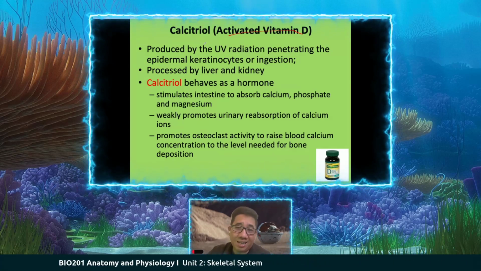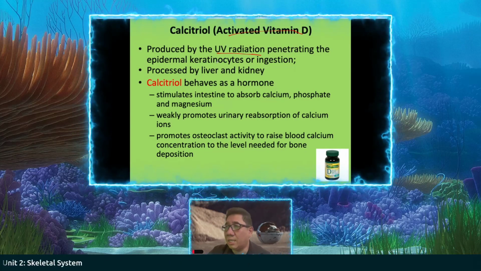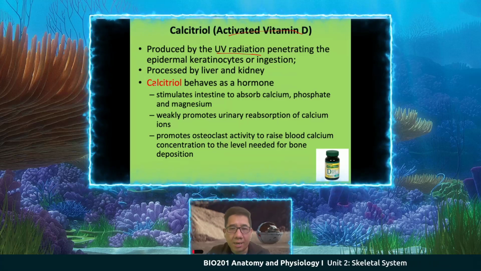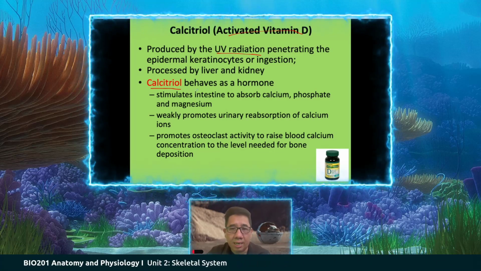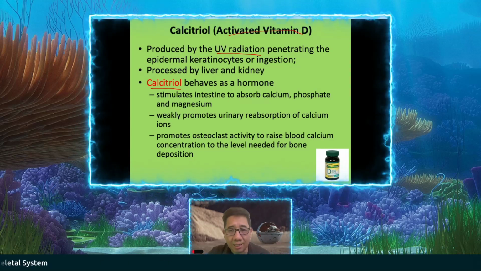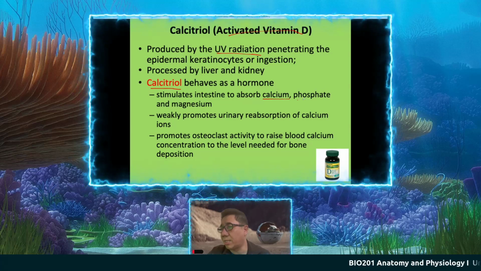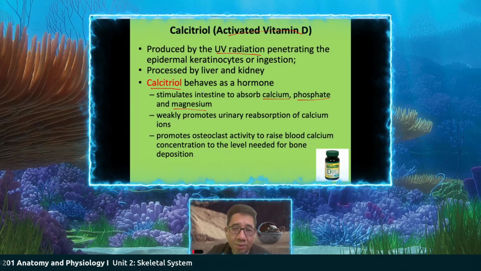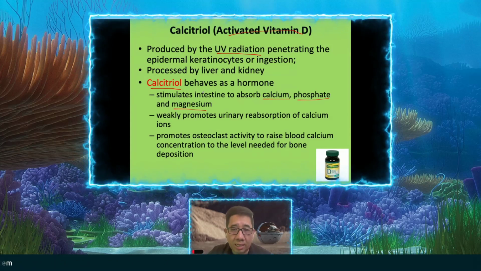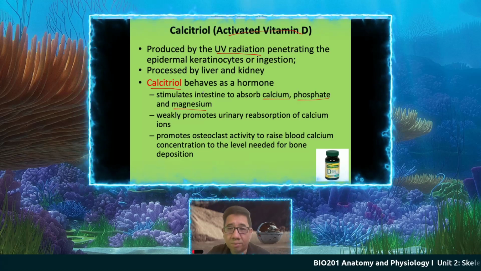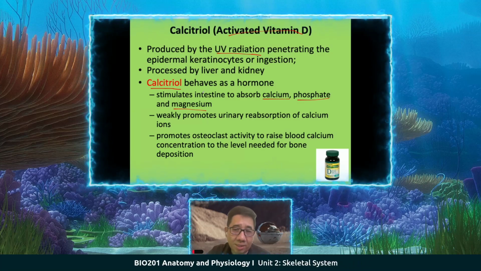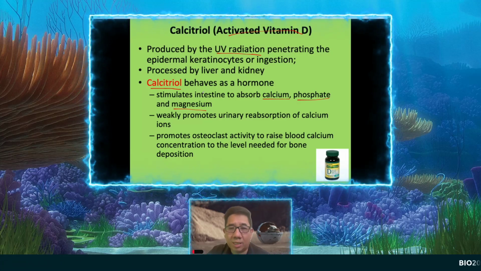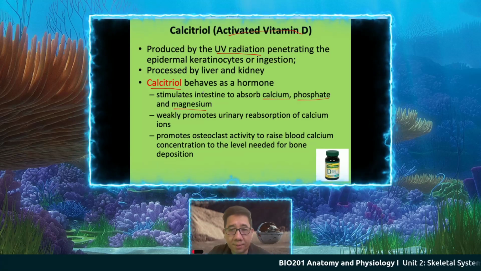Basically, if you're getting enough sunlight, UV radiation, into your skin, you will start processing vitamin D in your liver and your kidney, and one of the byproducts of that is called calcitriol. This is a hormone. This hormone tells your intestine to absorb more calcium, phosphate, and magnesium from the food that you eat. Without this hormone, you're going to have a harder time absorbing the calcium that you need. Even though you have calcium in the food, if you don't have the vitamin D that breaks down to calcitriol, you won't be able to absorb that calcium or magnesium or phosphate into your body.